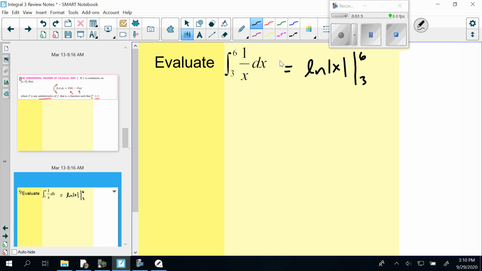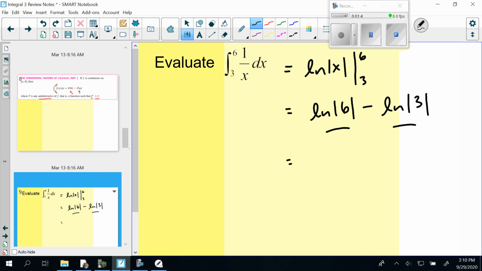Okay, so now you plug those values in, so it'd be natural log of 6 minus what we get when we do natural log of 3, because that's the antiderivative at b minus the antiderivative at a.